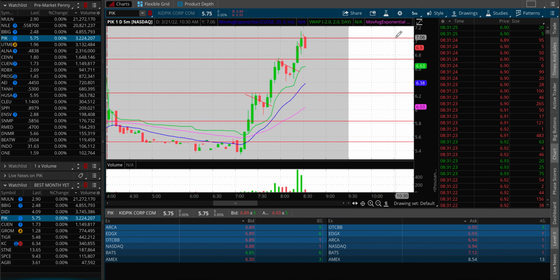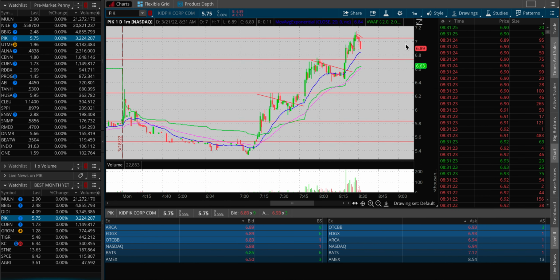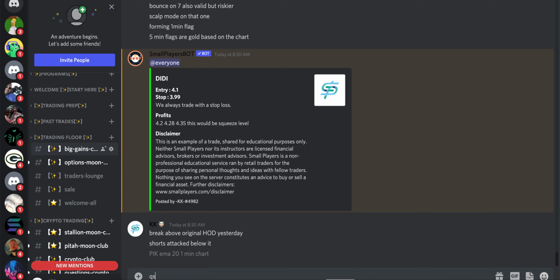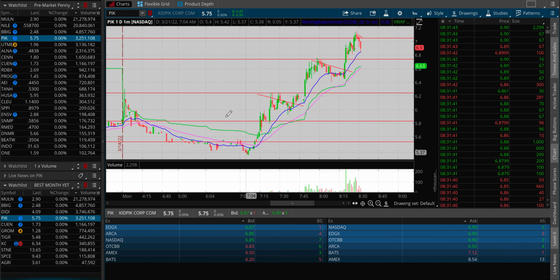Okay, perfect. This one's finally pulling back. So it's almost at that EMA 20. It's also making that 1-minute flag, which at this point, a 1-minute flag with a pullback this big is also valid, but it's almost at that EMA 20. Here it is. And that's the bounce.